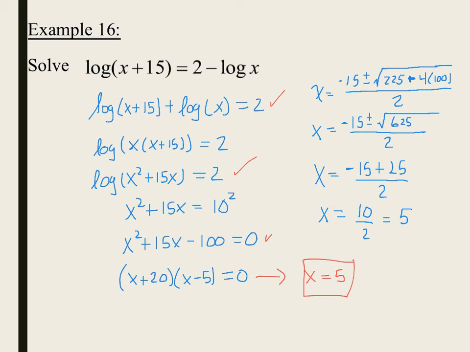But suppose I didn't know how to factor, I can use the quadratic equation. And when I put it back in there, I see that the negative 20 doesn't work. So we're left with x is equal to 10 over 2, which is equal to 5.